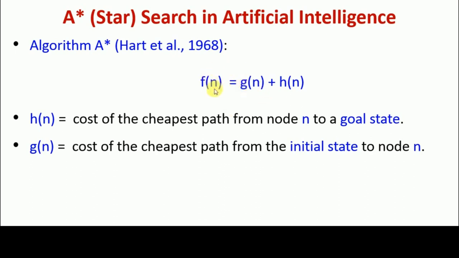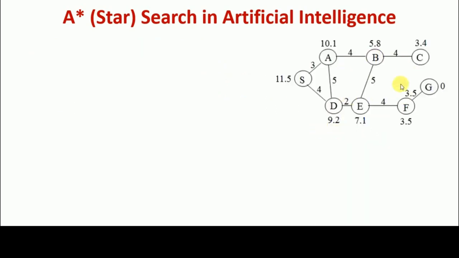To understand this particular methodology, I will take a very simple example. Let us say that this is the graph given to us, where S is the source node and G is the goal node. A, B, C, D, E, F are the intermediate nodes in this case. The distance between S and A is 3. Similarly, the distance between S and D is 4. These are all the distances between these nodes here.